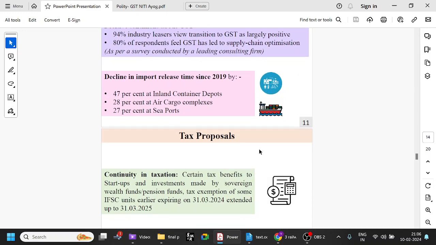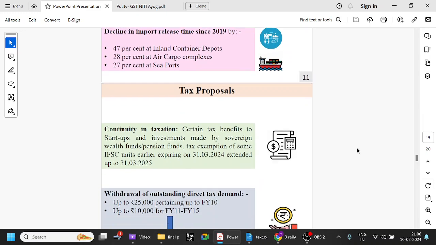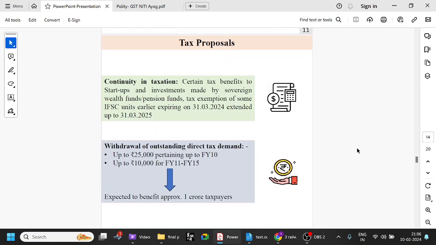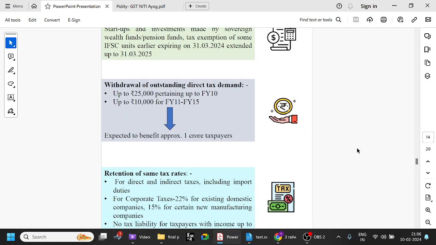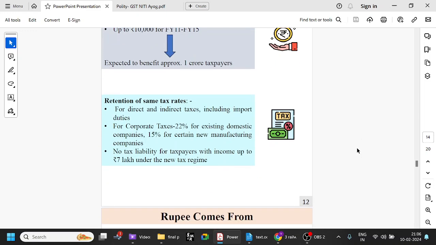So when you import something, it gets stuck at the customs duty, etc., right, for checking. So that release time has increased. Now it is coming out of the customs very fast. That's what it's saying, and all this is fine. Okay, withdrawal of outstanding direct tax demand up to 25,000. All that is fine. No need to remember all those things.